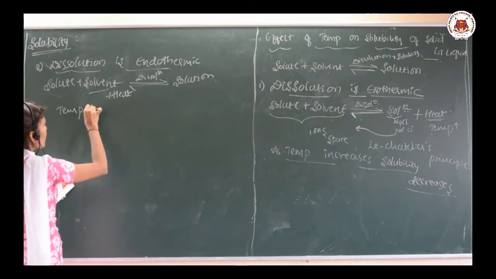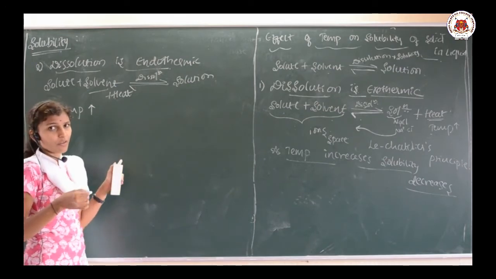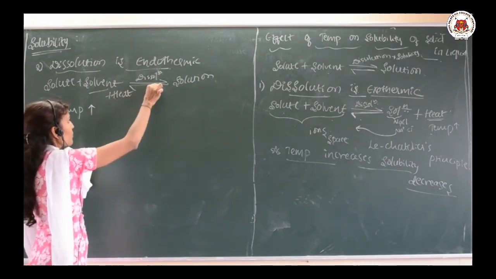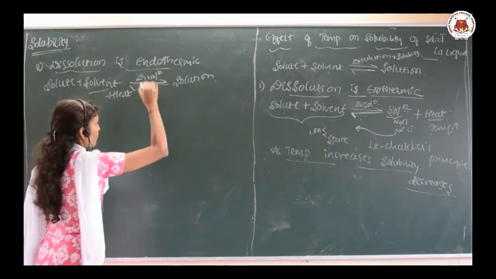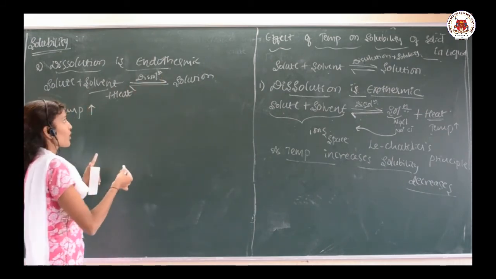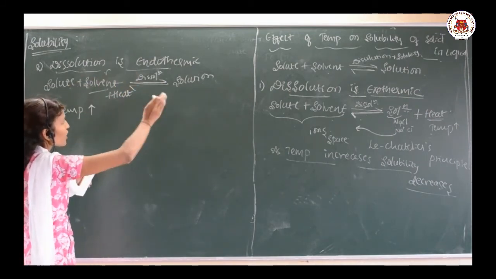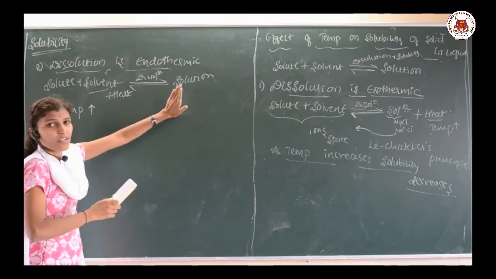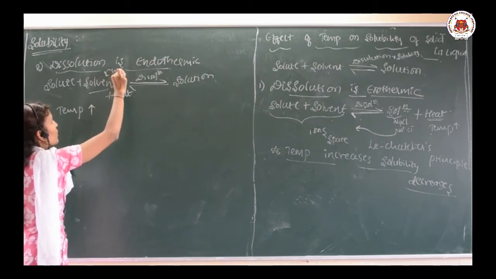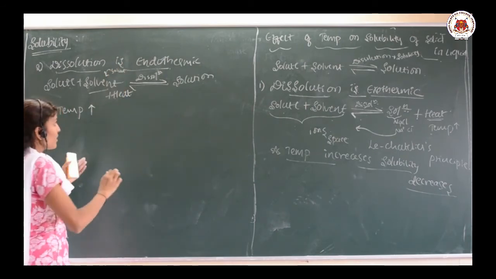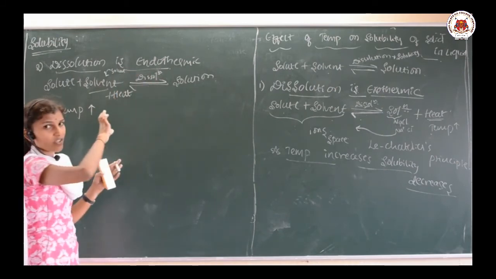So, if I am increasing the temperature, the equilibrium is not ready to accept it. What does it do? It favors the forward reaction. It means more of the solute and solvent undergo the forward reaction, and there is formation of the solution. So, even then you can add more solute here. There is a space. Why is there a space? Because the equilibrium shifts towards the forward reaction.